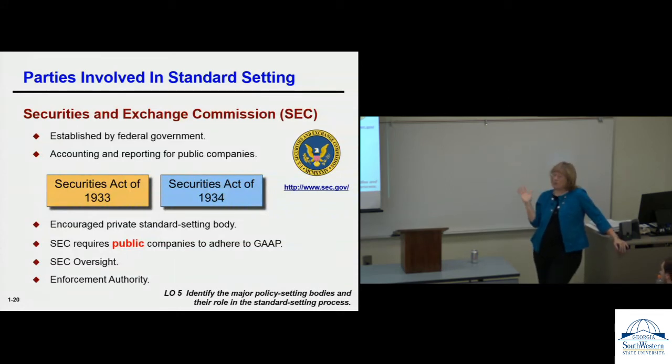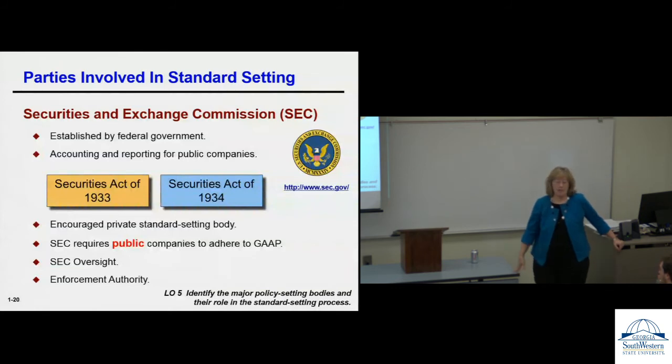But it was so bad in the Depression. I mean, times were super bad. And so the SEC was established. The federal government established it, Congress mandated it. There were these 2 Securities Acts.